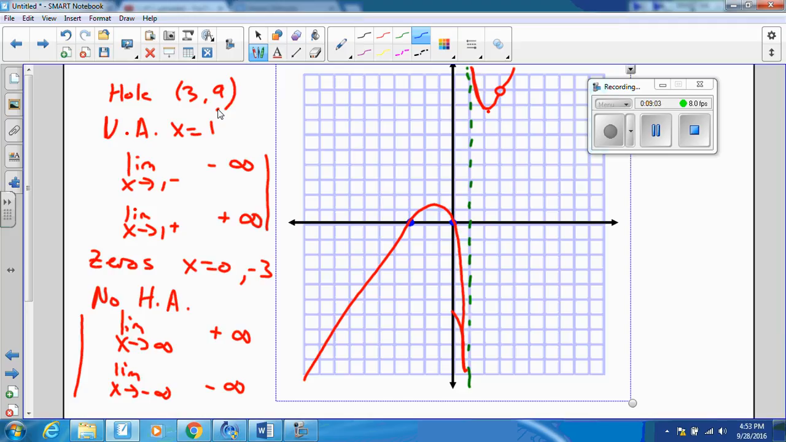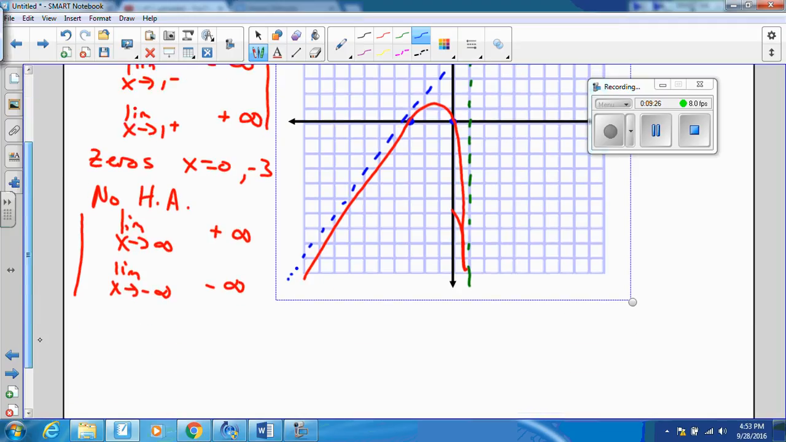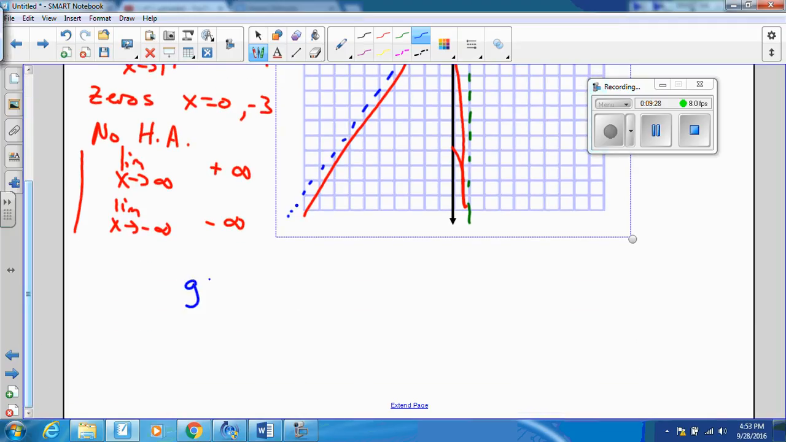Now, what I want you to observe about this graph is that it appears as if this line right here is functioning as an asymptote for the graph. And in fact, I claim that the equation of this line that is the asymptote is the line y equals x plus 4. And I'd like to show you how I come to that conclusion.